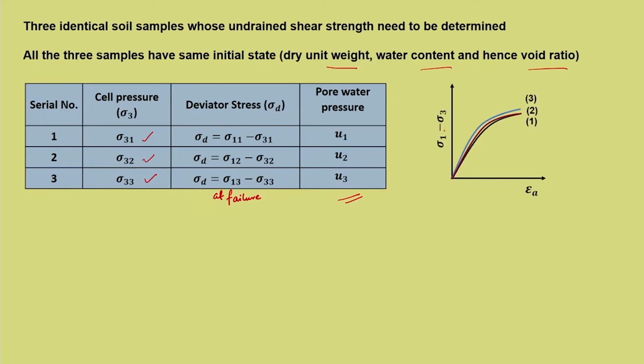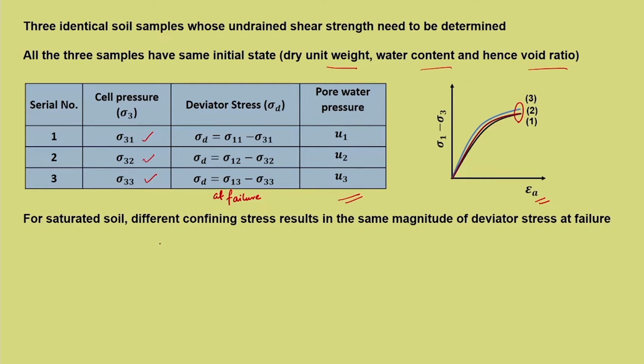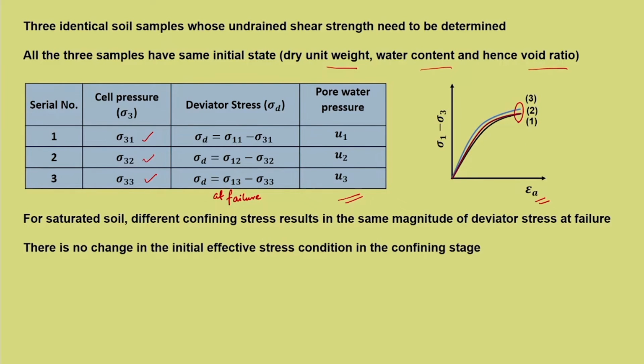So what happens if you plot these results, sigma 1 minus sigma 3 versus axial strain epsilon A? There is something interesting that comes out: the final deviatoric stress at failure comes out to be more or less the same. So for saturated soil, even though the confining stresses are different, we have almost identical magnitudes of deviatoric stress at failure. Now this has some important significance.